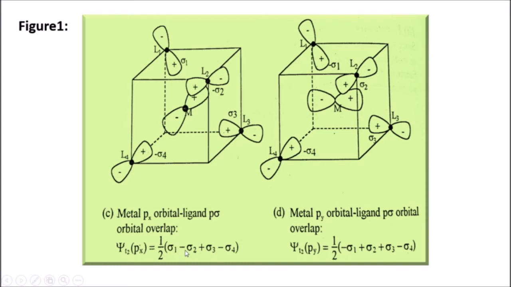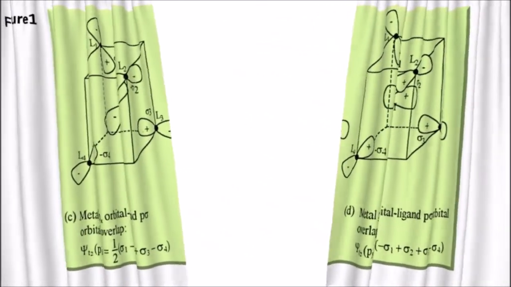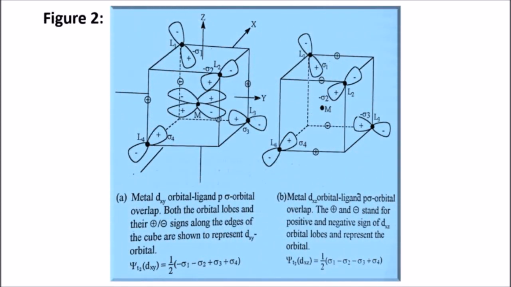So this plus-minus orientation overlapping is there for px, that is T2 symmetry, with the T2 symmetry of the central metal ion, that is px of the central metal. Similarly for py also this arrangement is shown, and this is the T symmetry for px, py, pz. Now we need to discuss T symmetry: dxy, dxz and dyz.